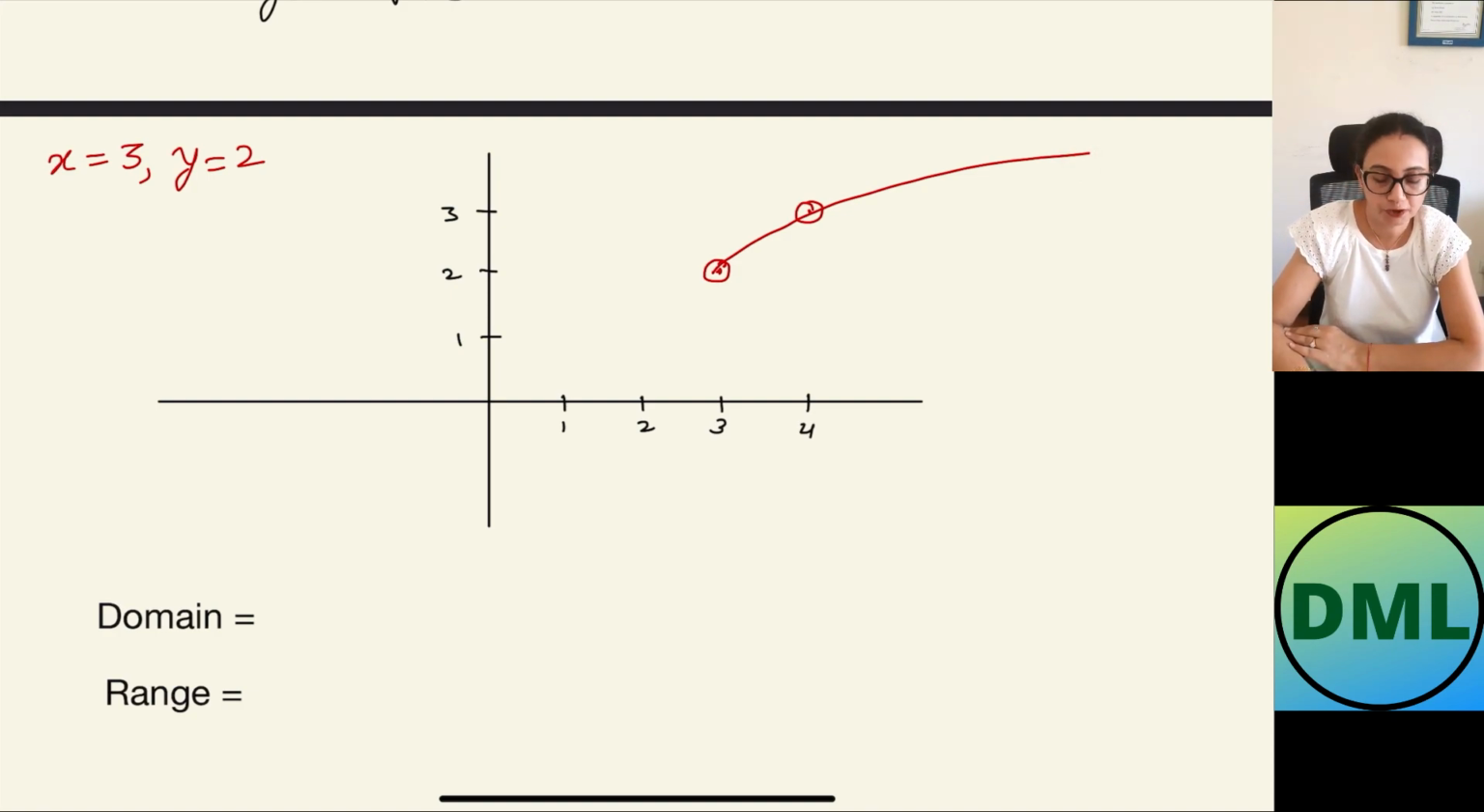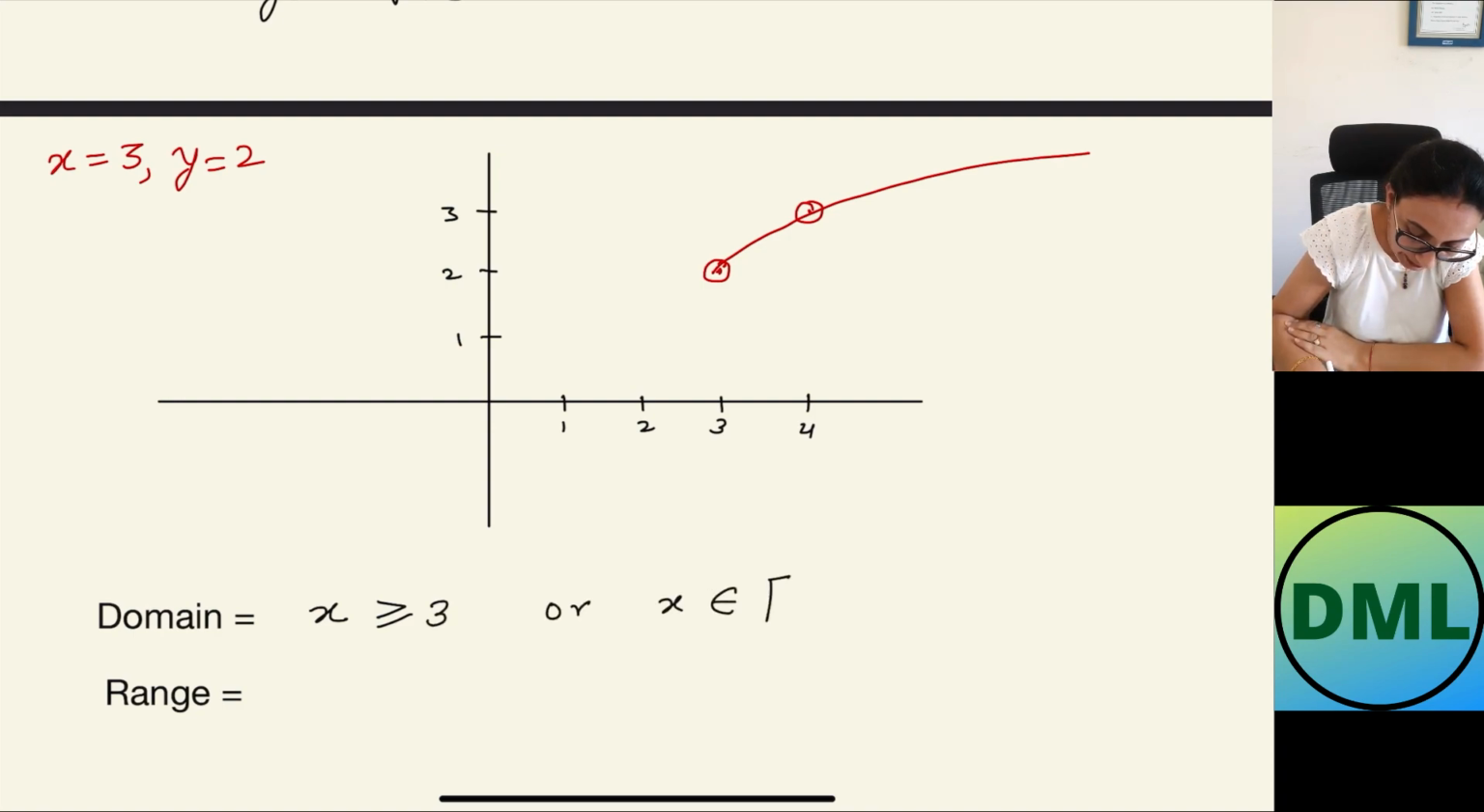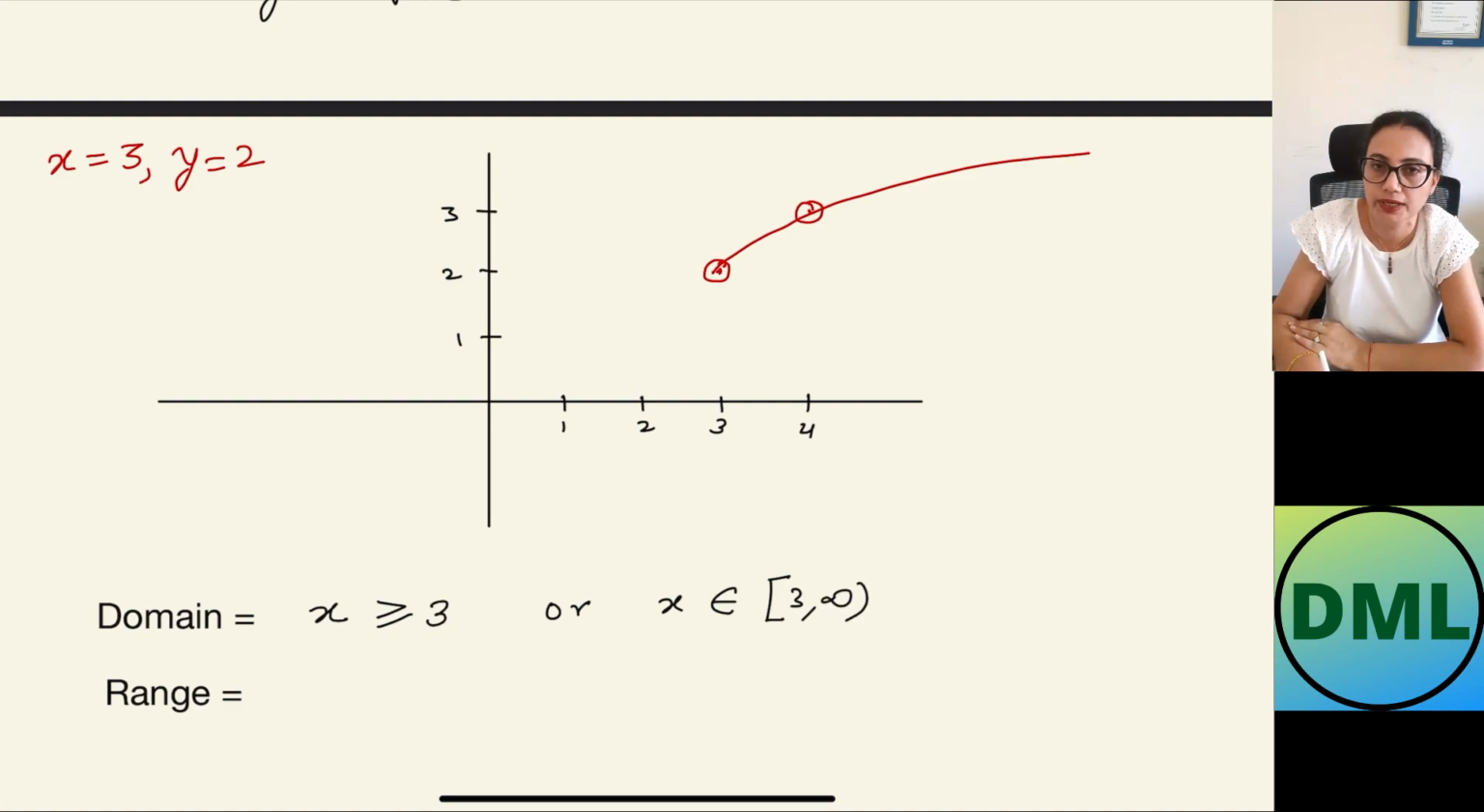Now it is easy for me to give the domain and the range. What will be my domain? My domain is all the values greater than or equal to 3. Let's write down the answer here. The domain is x greater than or equal to 3, or you can write x belongs to the closed bracket 3 to infinity, because the 3 is included in x.